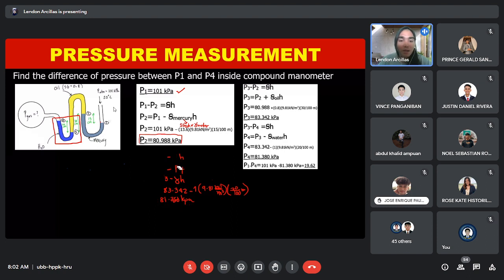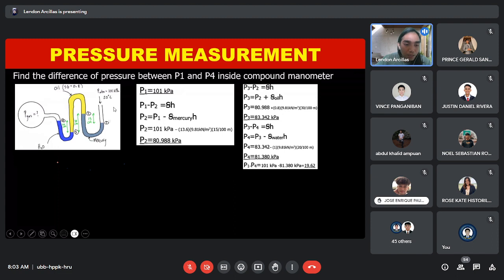So, how do we find this one? If doon na tayo sa shortcut. So, yun yung first way natin na isa-isahin natin. But it takes a lot of time. So, how do we find this one? Shortcut na tayo. How do we find the difference of P1 minus P4? Okay. Pag tinatanong between P1 and P4, meaning you subtract P1 minus P4. Gets ba? So, diretso na tayo. P1 minus P4.